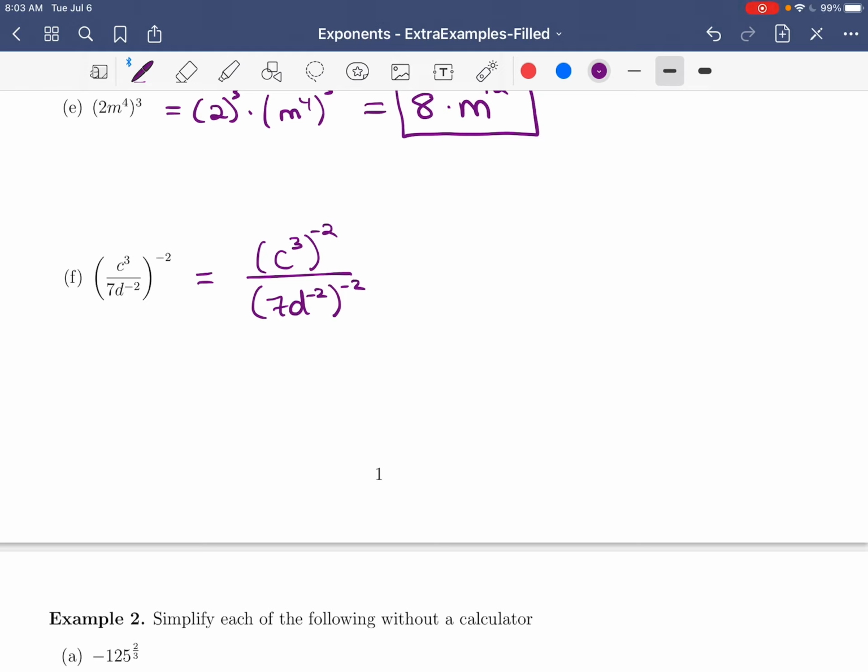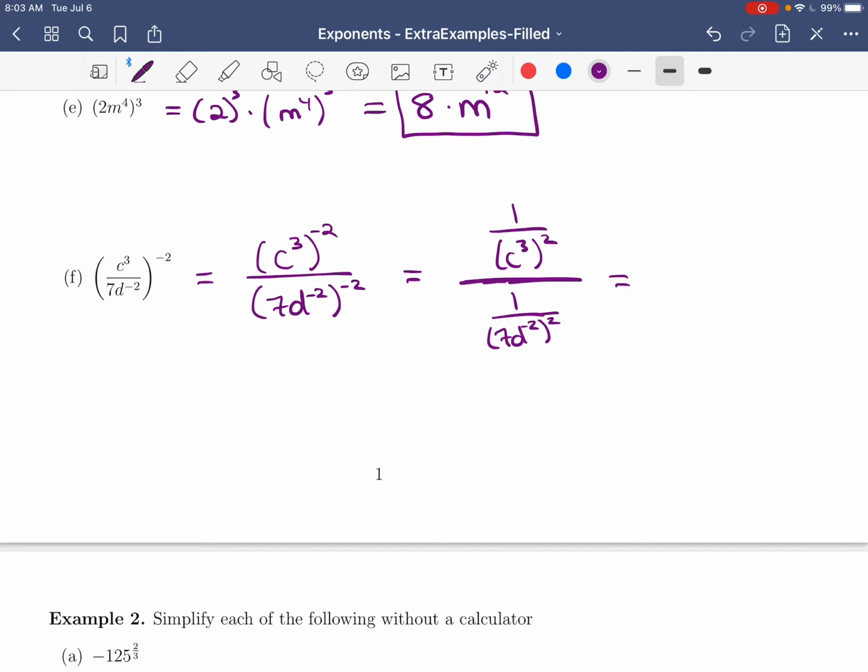Again, there's lots of different ways you can do this. You could maybe want to get rid of this negative first and make them all fractions. You could do that. So that's going to be the top 1 over c cubed squared. And this is my big fraction line. And on the bottom, it's going to be 1 over 7d to the minus 2, all squared now. So it's a positive exponent now when I put it under 1.